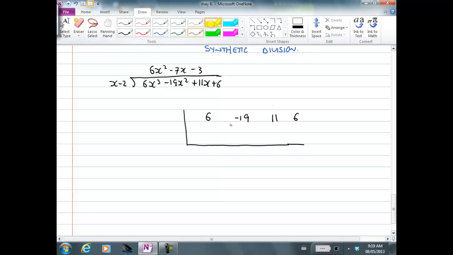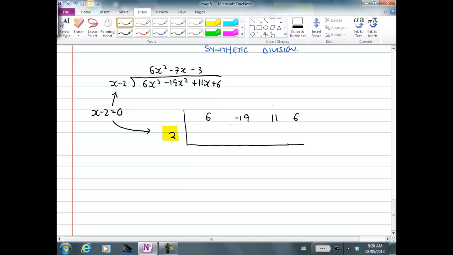I want you to highlight this part. This is a crucial part right here. This part is derived from the divisor x minus 2. We set this equal to 0, and we solve for x. Whatever that answer is, that goes here, just like solving by factoring. So what number goes there? You're going to put 2.